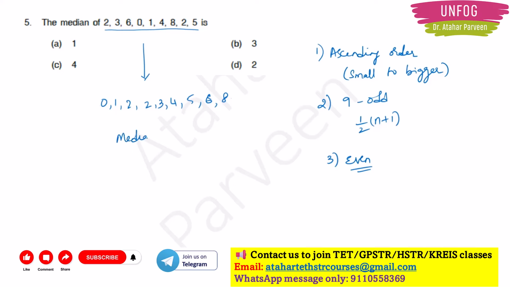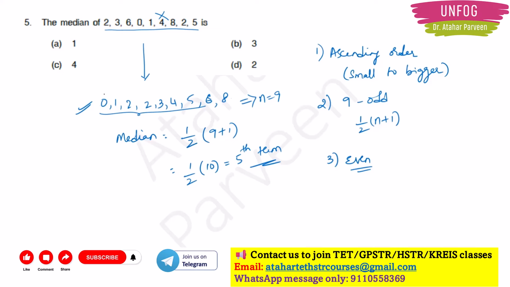Median is equal to half into n, and n is 9, right? So we will write 9 here in place of n, plus 1. So it will be half into 10, or 5. The fifth term will be the median. The fifth term of this series, not this series, but the fifth term of the ascending order. So 1, 2, 3, 4, 5. So median will be 3. Correct? The fifth term is 3.